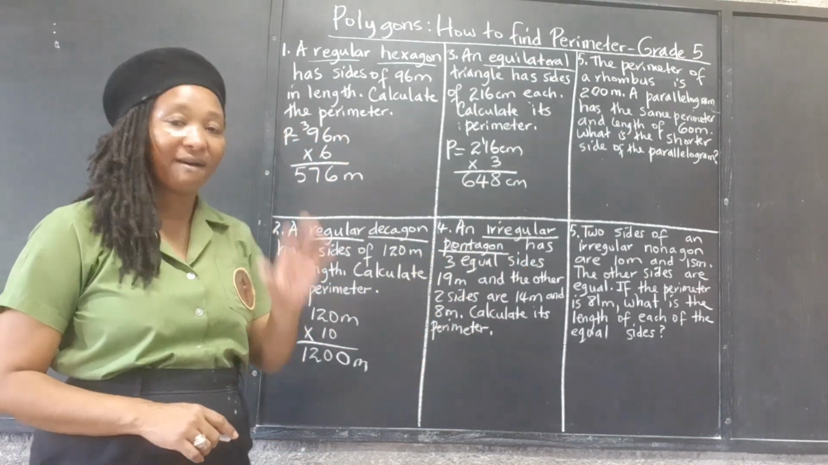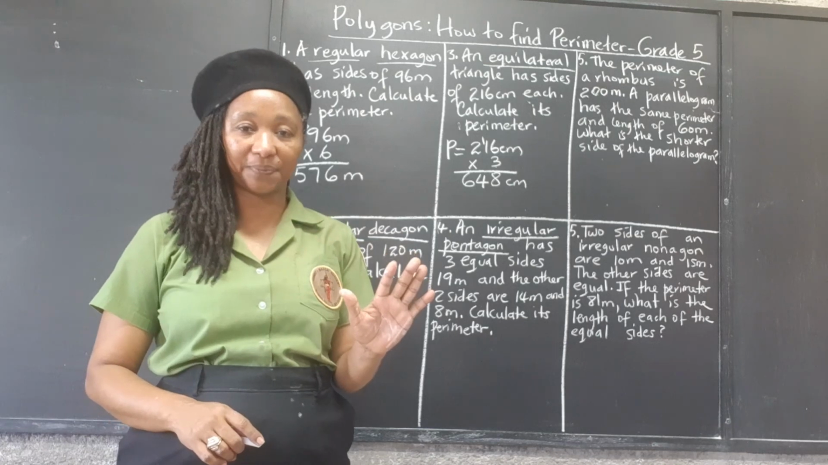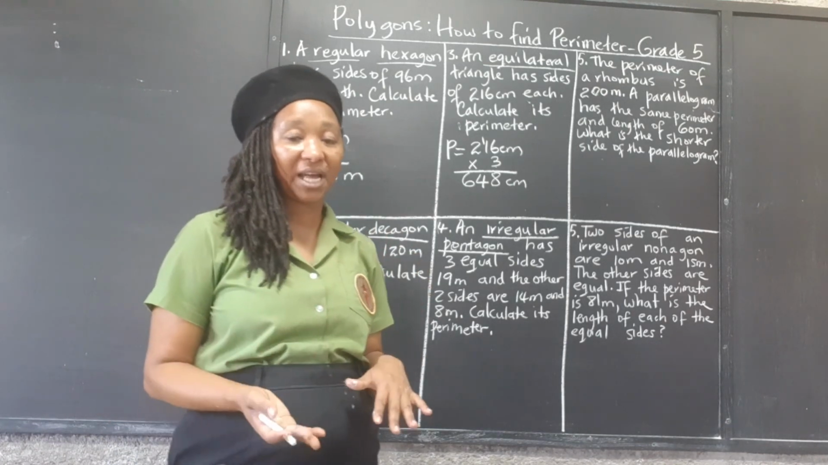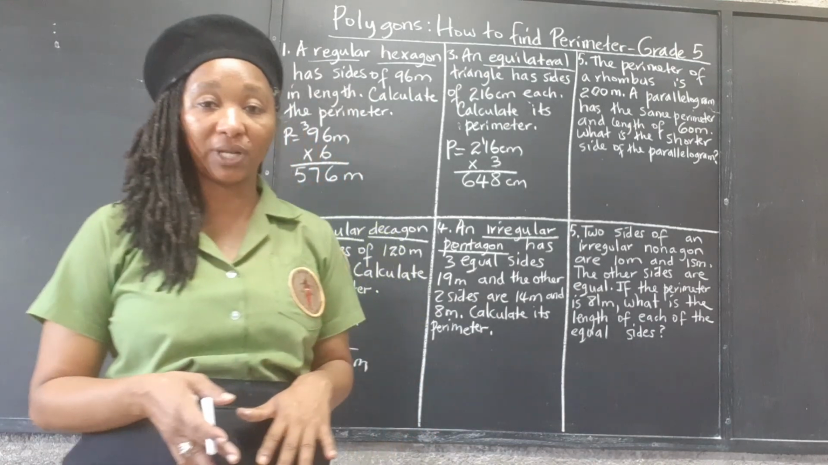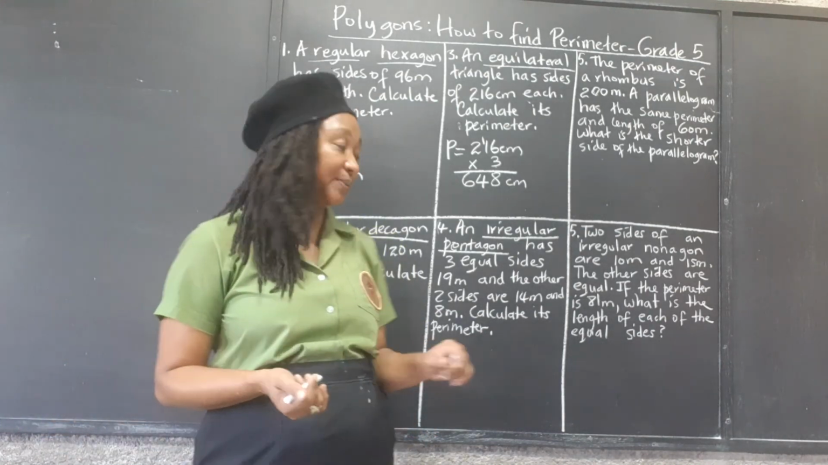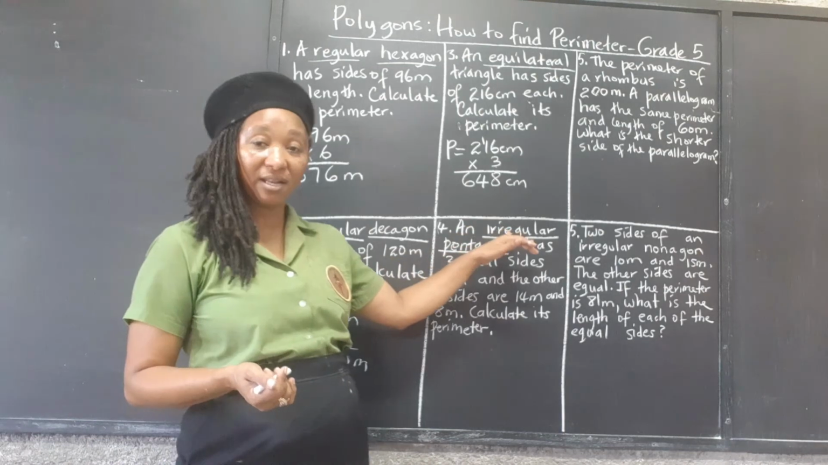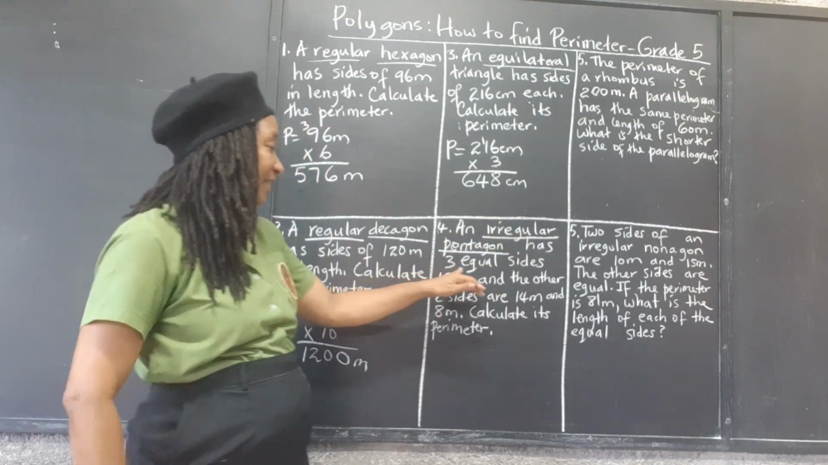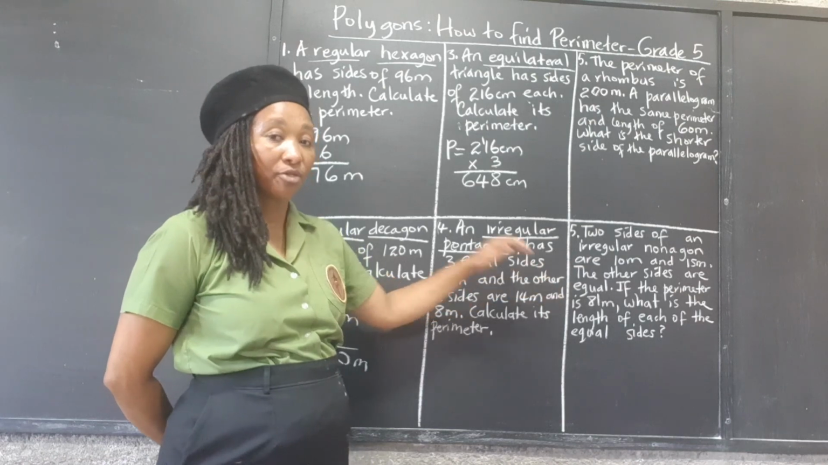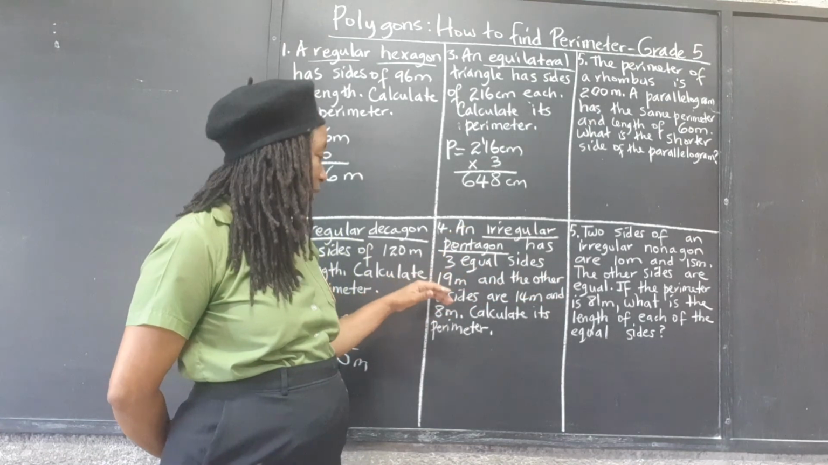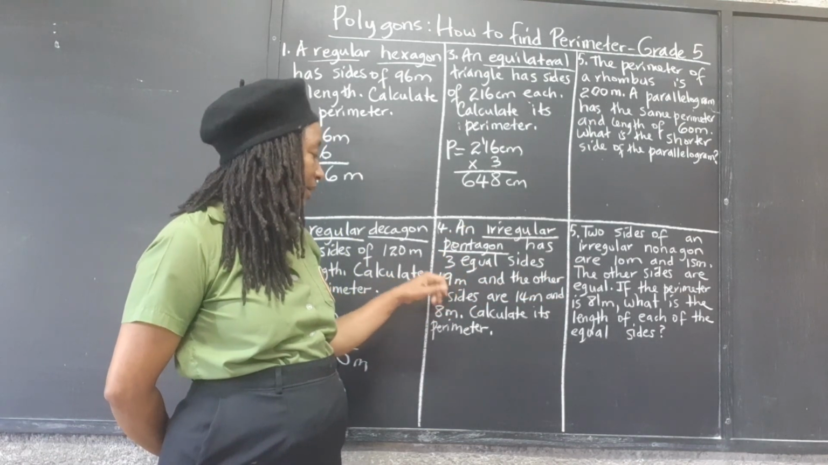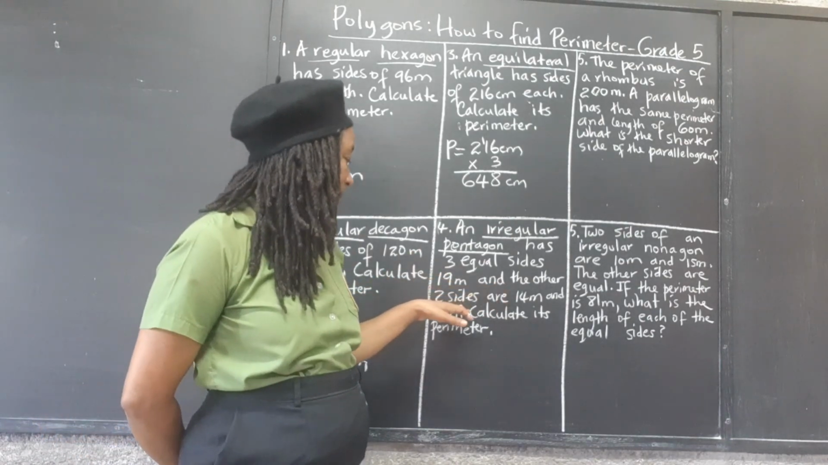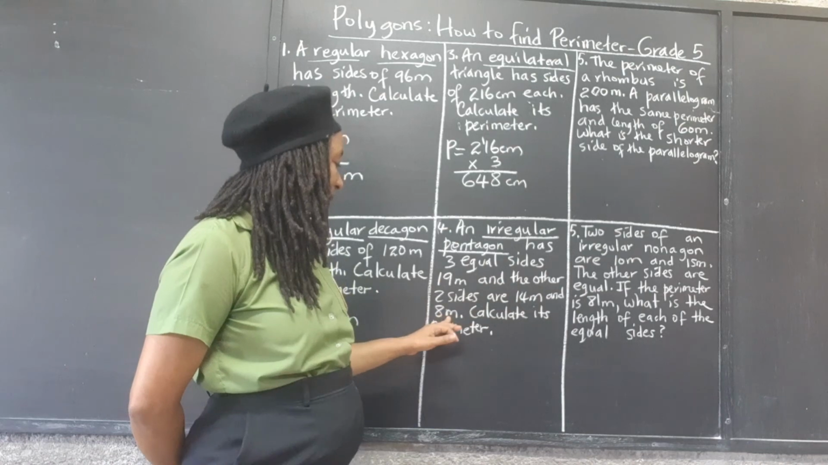A pentagon has 5 sides. If it had been a regular pentagon, it would have had 5 equal sides, but it's not. It's irregular. So they're saying 3 of the 5 sides are equal, and each of them is 19 meters. The other 2 sides are 14 meters and 8 meters.